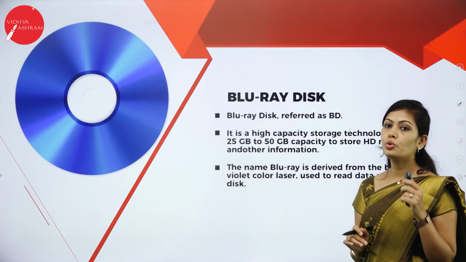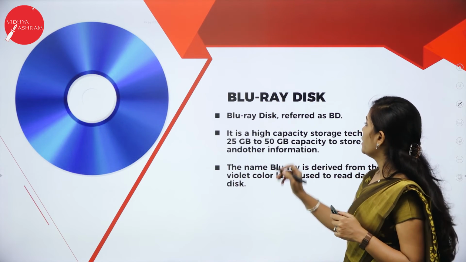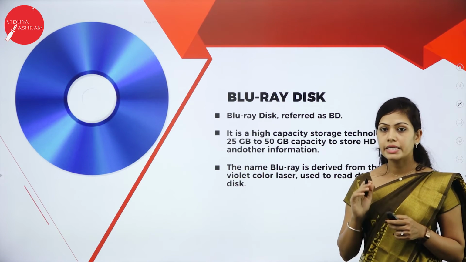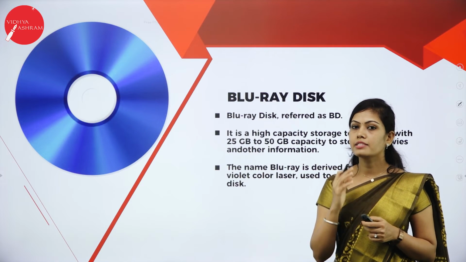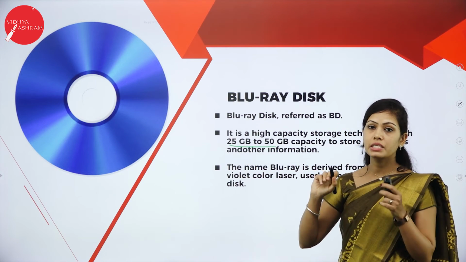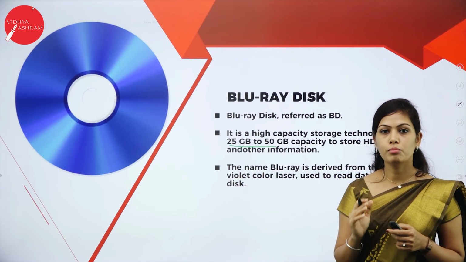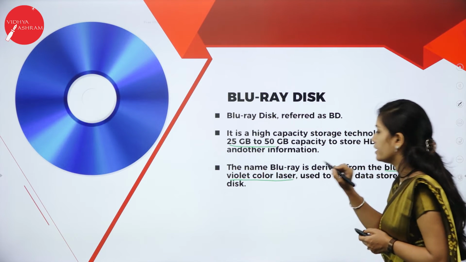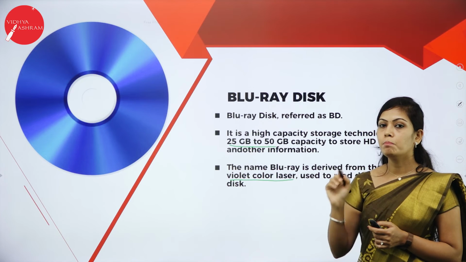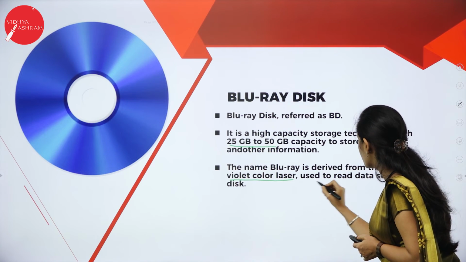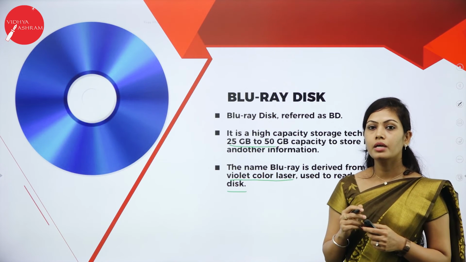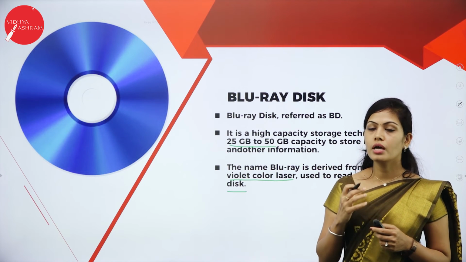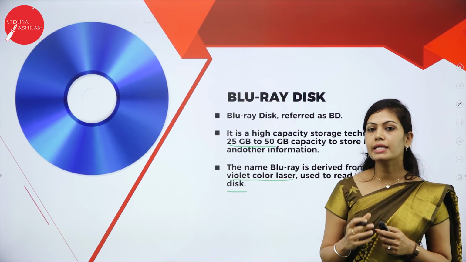And last we have Blu-ray disc. What is Blu-ray disc? Blu-ray disc is referred to as BD. It has high storage capacity and can store 25 GB to 50 GB to hold HD movies. The name Blu-ray is derived from the blue-violet color laser used to read data stored on the disk. It can store a large amount of data for storing HD movies.